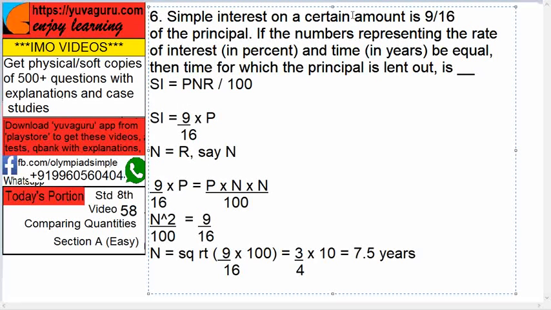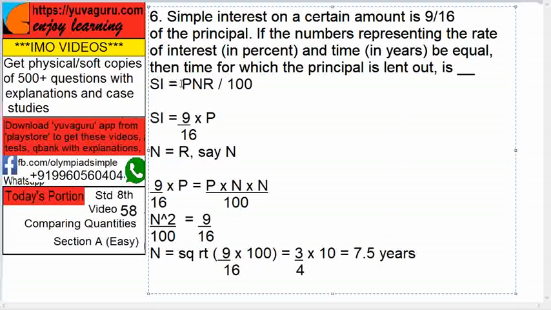Simple interest on a certain amount is 9 upon 16 of the principal. If the numbers representing the rate of interest, that is in percent, and time, that is in years, be equal, then the time for which the principal is lent out is, means basically you have to find the time.